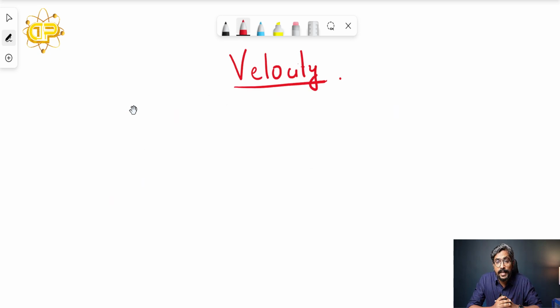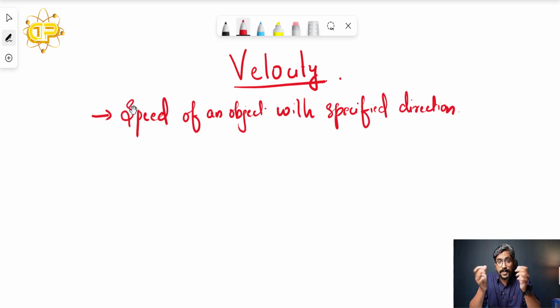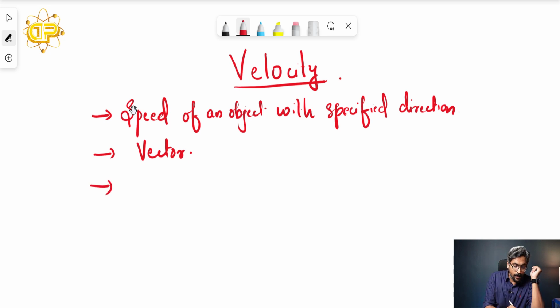So what will be the definition of velocity? First and foremost, velocity is a vector quantity. So there comes the importance of direction. Speed of an object with a specified direction is known as what? Velocity. So there comes the importance of direction. With a specified direction is a term that should be coined there. So the next property is that it is a vector quantity where both magnitude and direction come into play. And the third one is the equation as well as the SI unit.